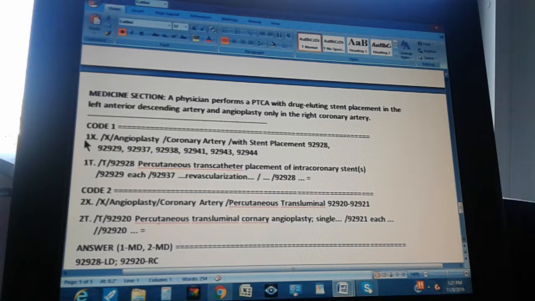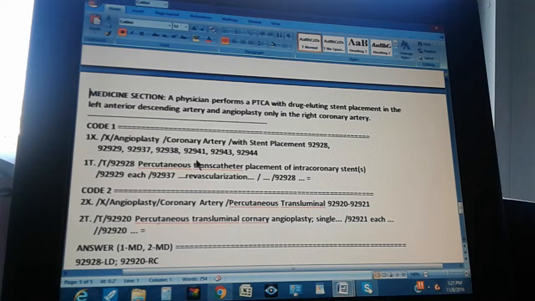in the index is found like this. First, you go to index. You start with angioplasty. Angioplasty, which is another name for PTCA, right? And then coronary artery, with stent placement. There's a series of codes, right? 1, 2, 3, 4, 5, 6, 7 codes. Yes, all these 7 codes.